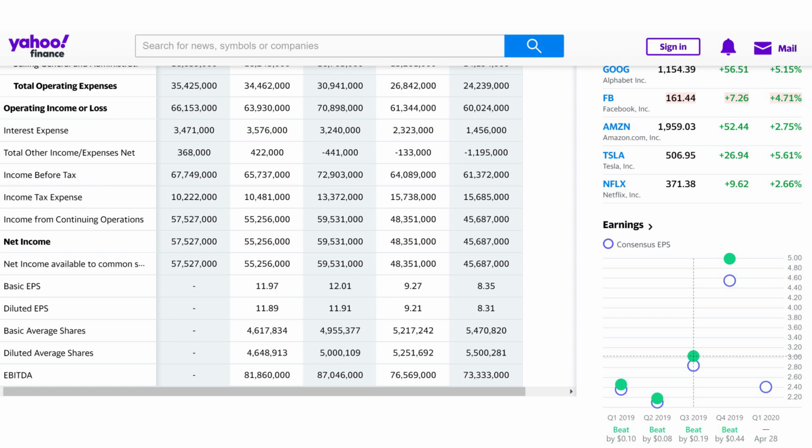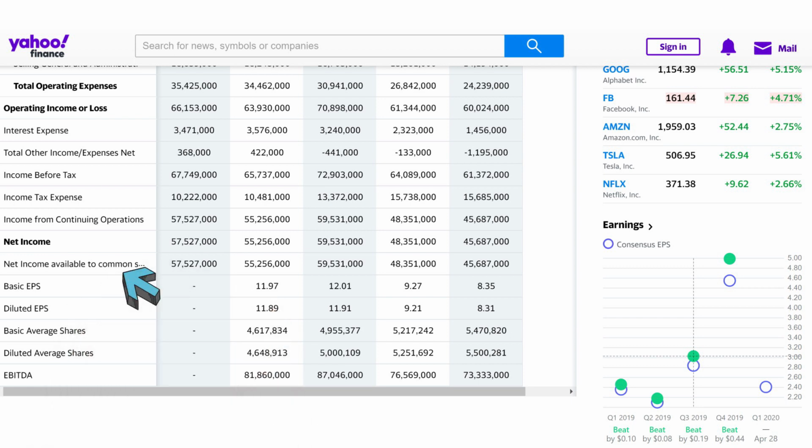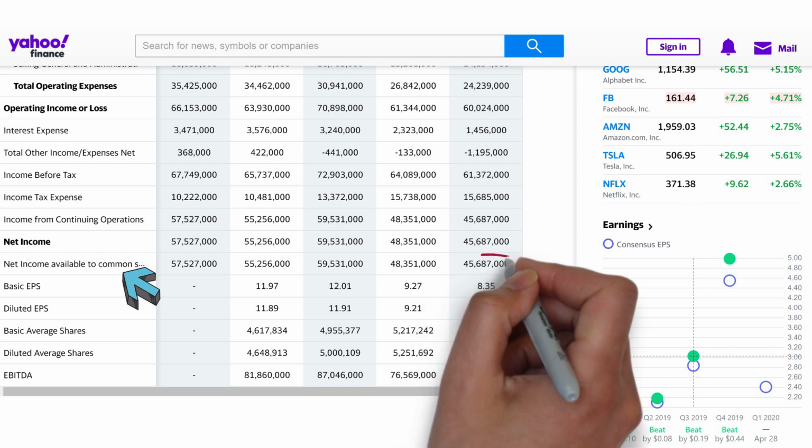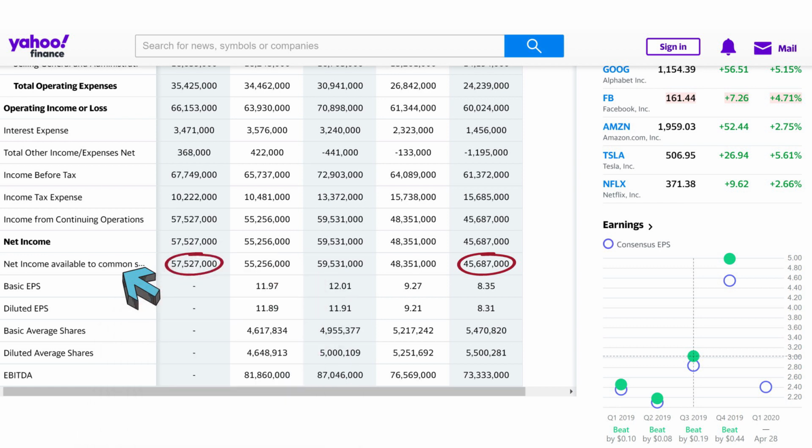Let's scroll down. One line I want to highlight for you here is net income available to common shareholders. This amount represents the amount of earnings that a business could pay out to the owners of its common stock, which would be you if you invested. They do not have to, and I would not expect them to pay out all of it, but that is certainly a line we want to see grow. It grew from $45.7 billion to $57.5 billion since 2016, another good sign.